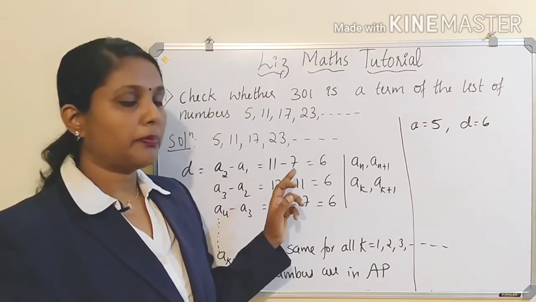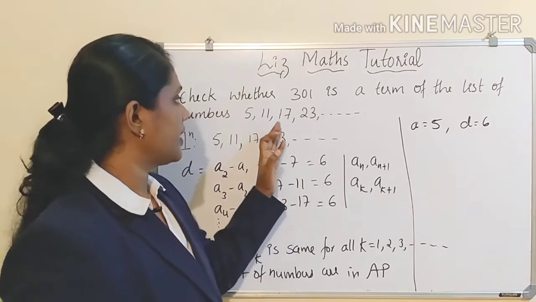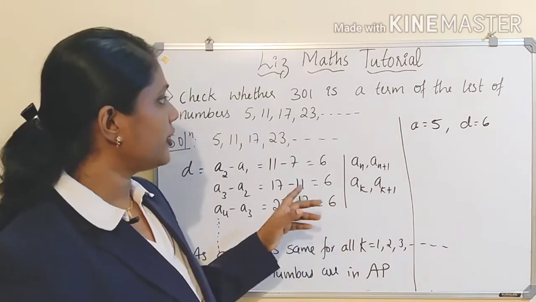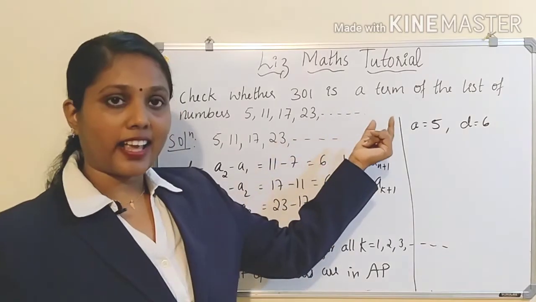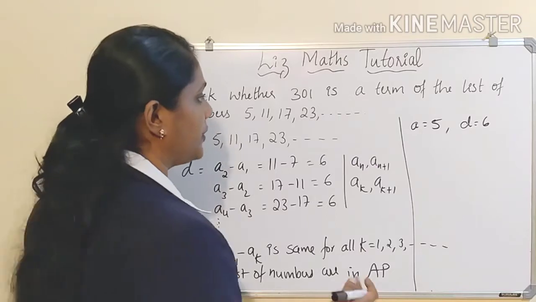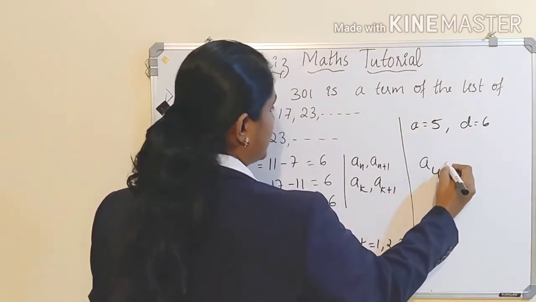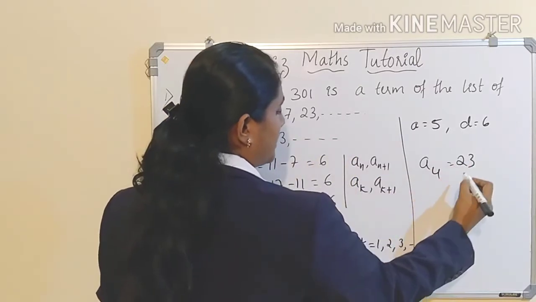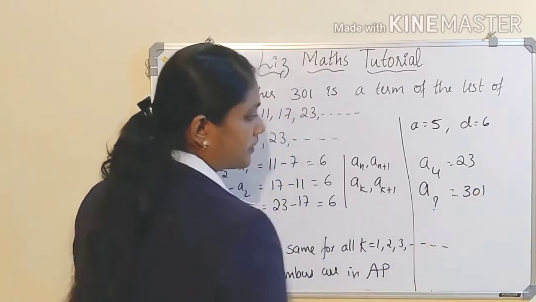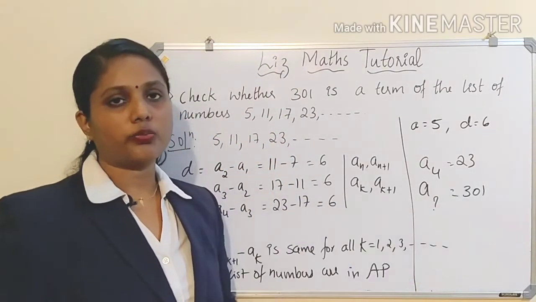A2 is 11. Then A3 is 17. A4 is 23. Likewise, we don't know what that term, AN, is. So here you can say A4 is nothing but 23. But here you don't know which term gives you 301. Got it? For which A you are getting 301, we don't know.